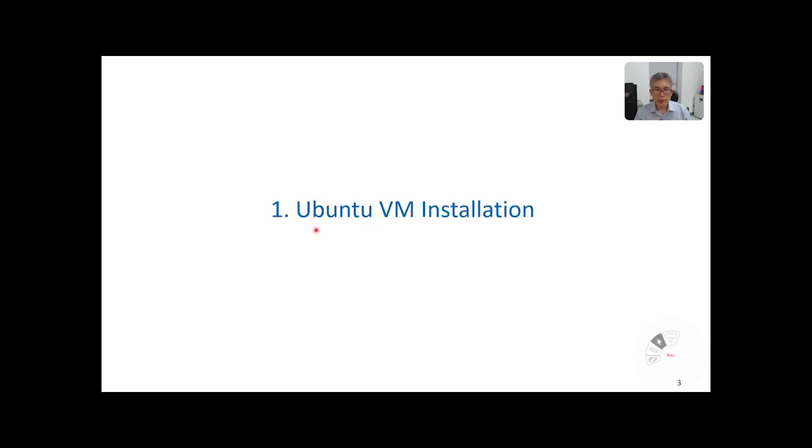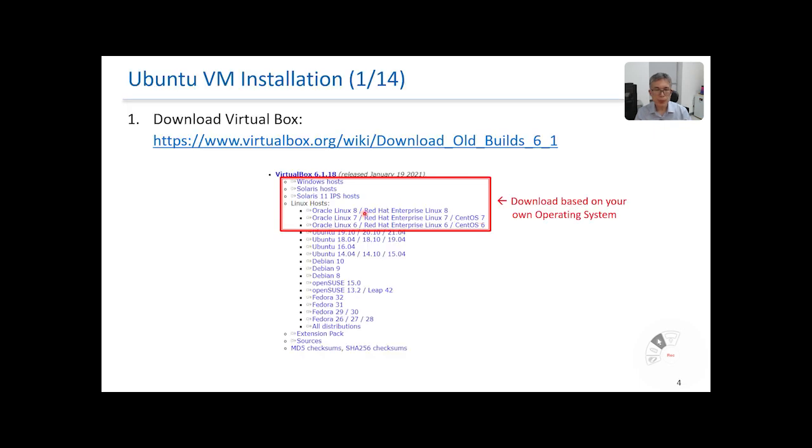The first section is about the Ubuntu VM virtual machine installation. So basically you need to download VirtualBox, as this is a hypervisor to make a virtual machine on top of your own operating system like Windows 11 or Windows 10 or Linux. Click this one and then select, based on your own operating system, Windows or Linux host.